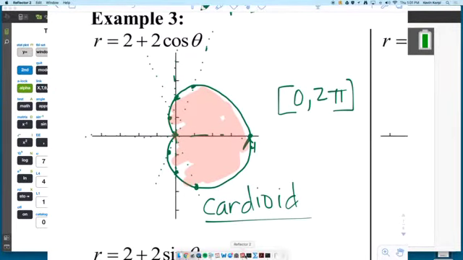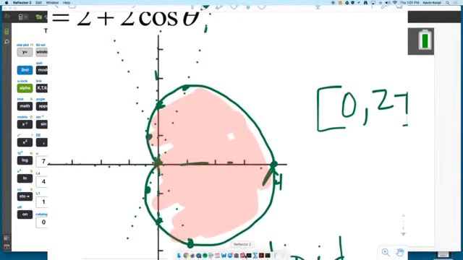Now, if you notice, it has what type of symmetry? X, Y, or origin? X. It also has what trig function in it? Cosine. Is that consistent with what we've seen? Yeah. And because it's a positive cosine, it's plus 2 cosine, the majority of the area is on the positive x-axis. So if you look at it, you could think of this as having a min and a max radius.